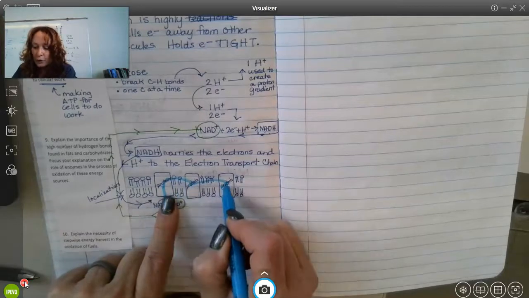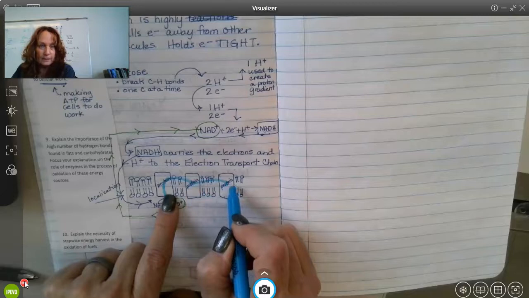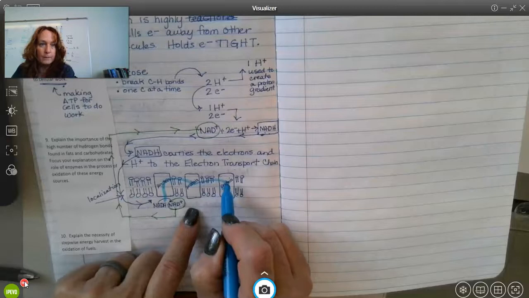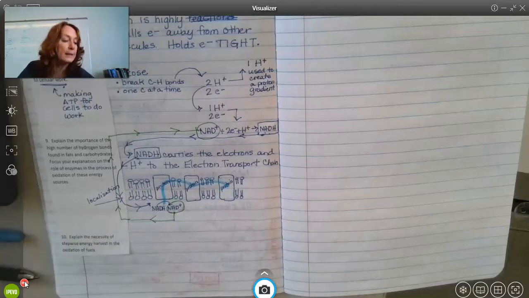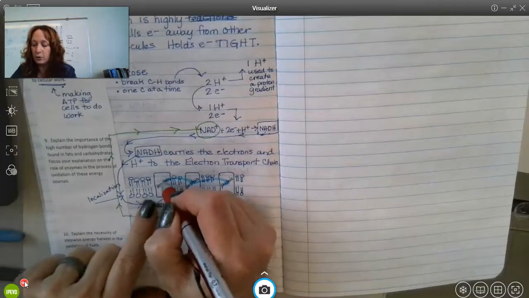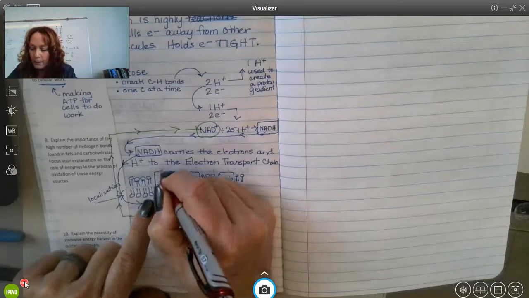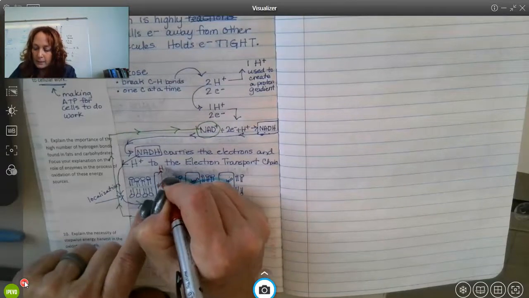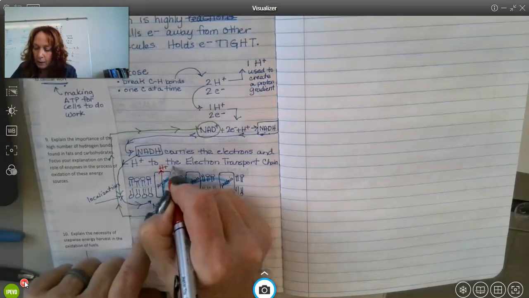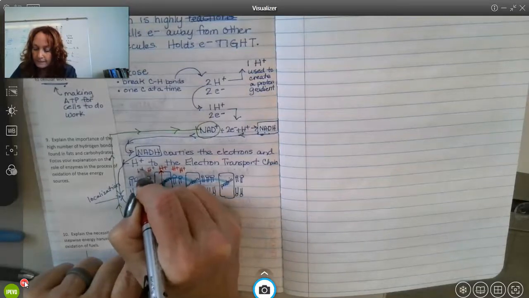The electrons will be passaged again. Every time we do this, we're dropping the energy level of the electron. And so we're able to do work. What work? Well, thank you for asking. We will use that energy of the electron as it drops in energy to pump hydrogen ions from this side of this membrane over here against the gradient.